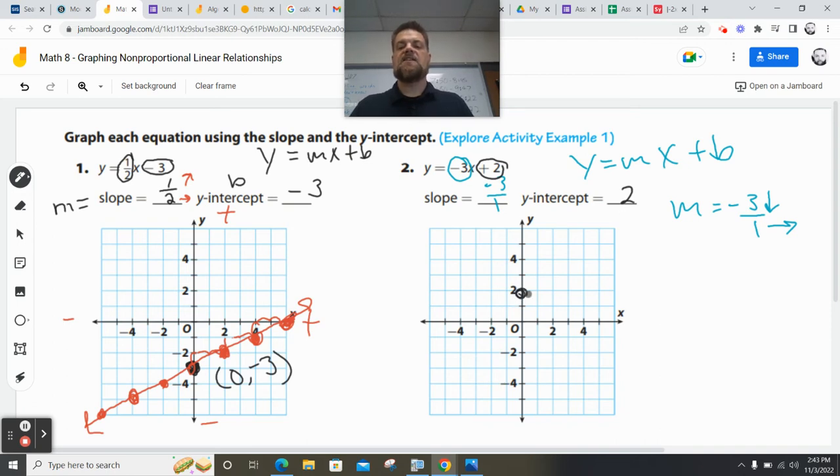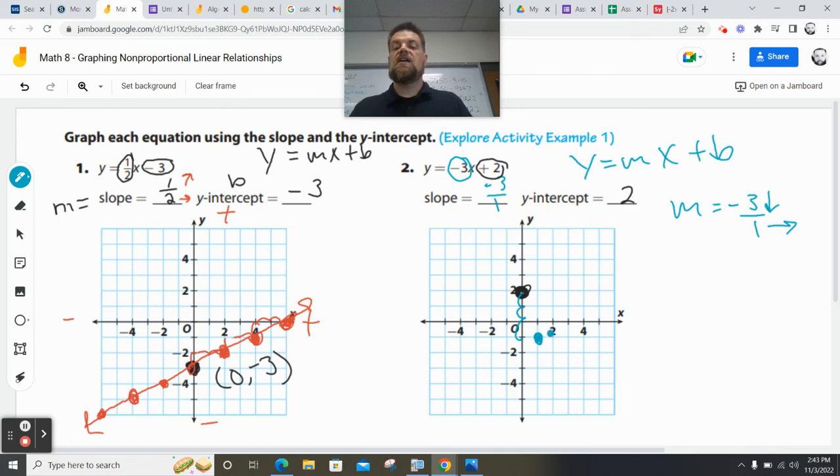So on the y-axis, that's what it means to be the y-intercept. We're going to have a dot on 2 on the y-axis. From there, what do I do? I'm going to go down 3, right? I'm going to go down 1, 2, 3, and then what? Over 1. That's a point on the line.